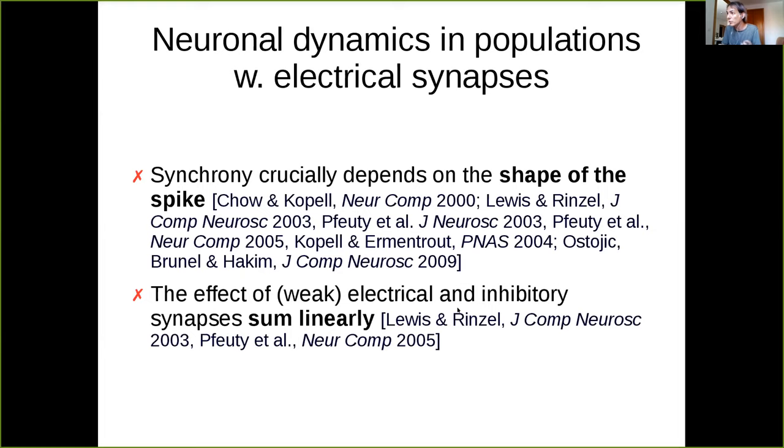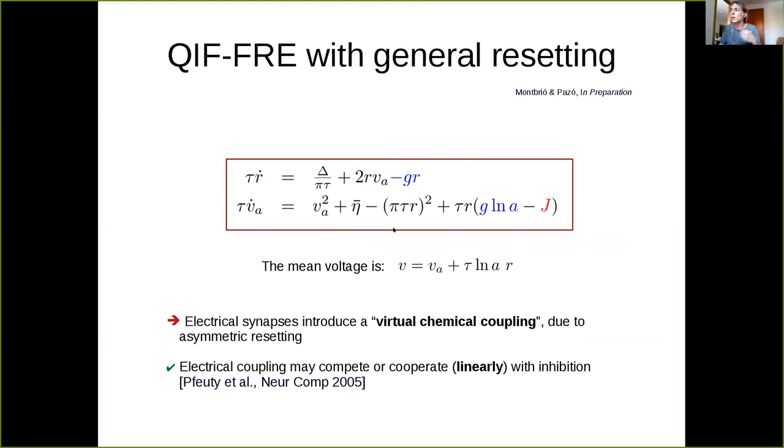So now we derived the corresponding firing rate equations that include this asymmetry in the resetting, and we find the model that we had earlier. But now we have this extra term in this auxiliary variable. Okay, so this is now not the mean membrane voltage; it's this auxiliary variable. But you see that the effect of electrical synapses also enters in this part of the equation, and it adds to chemical coupling. That's why I say that electrical synapses introduce this sort of virtual chemical coupling due to the presence of asymmetry in the resetting. And this explains a number of results, especially this one of Pfeuty et al., that electrical coupling may compete or cooperate linearly with inhibition.